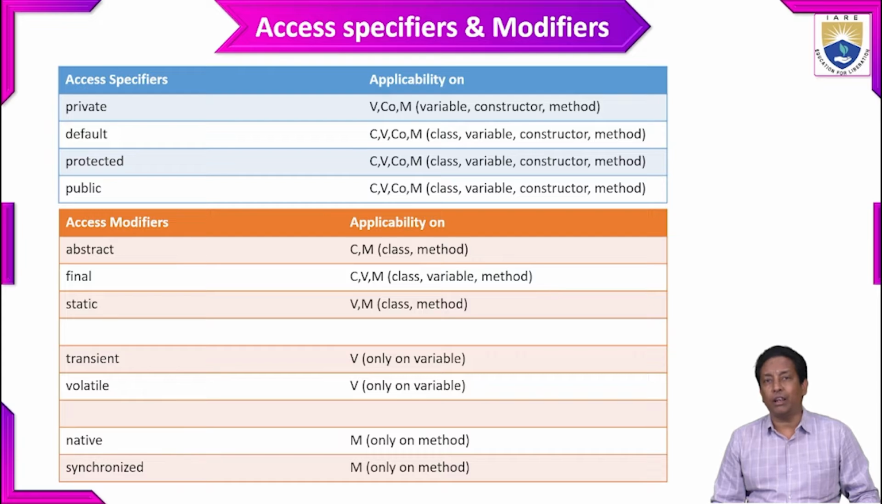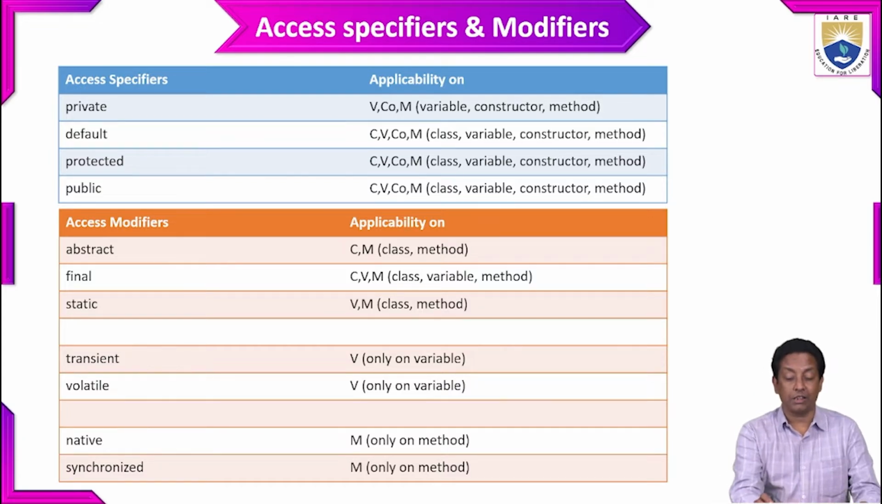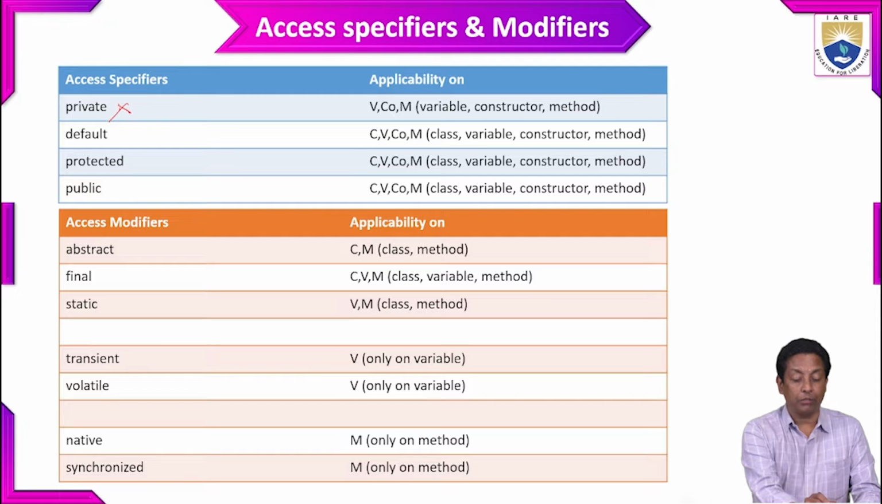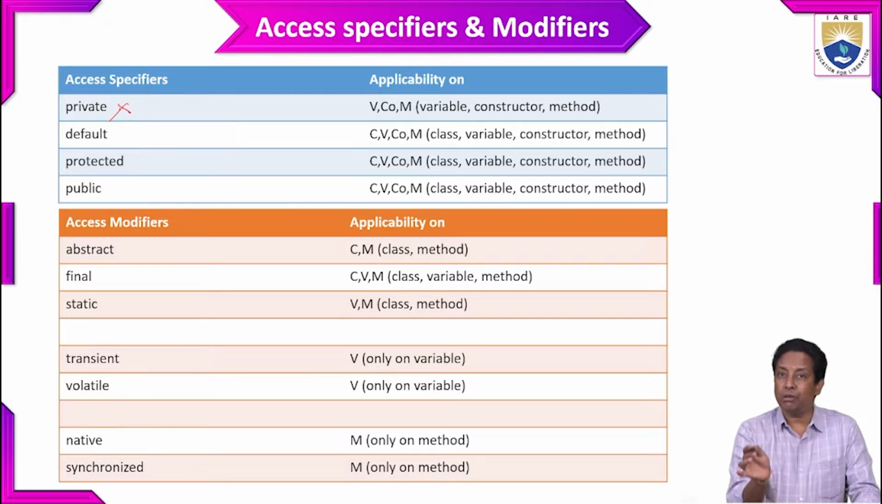To a class, tell me how many access specifiers we can apply. On a class, we cannot apply private. A class member can be declared as private, but a class should not be declared as private. There is no meaning in declaring a class as private. Class members can be private, a class should not be private.